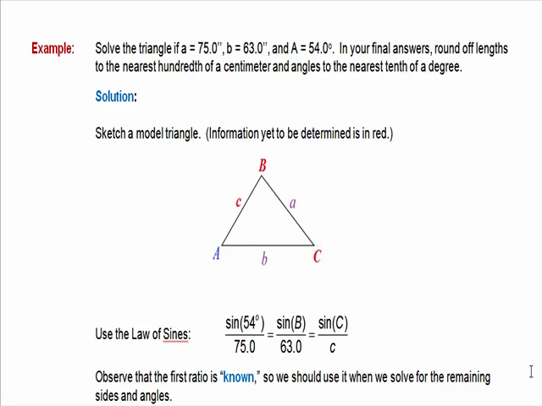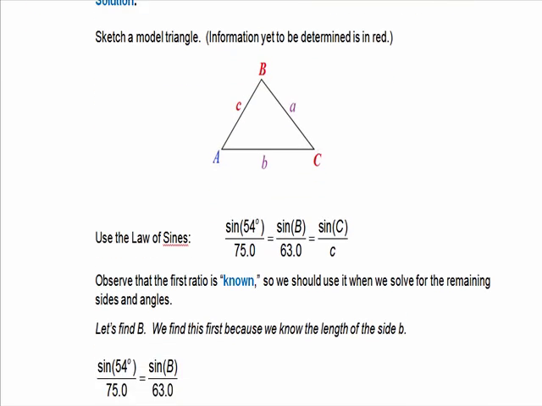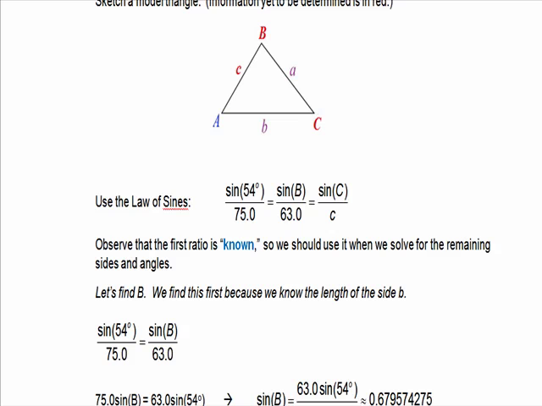And when I go to sketch that model triangle, the information that I need to solve for is going to be in red. You'll notice again I have a matched set. I have A and angle A, side A and angle A. So if I set up my ratios using the law of sines, I'd have sine of 54 degrees over 75 is sine of B over 63 is sine of C over side C.